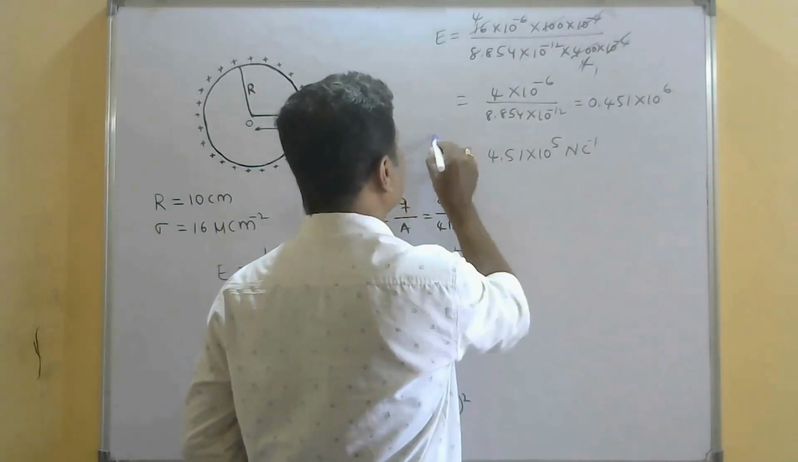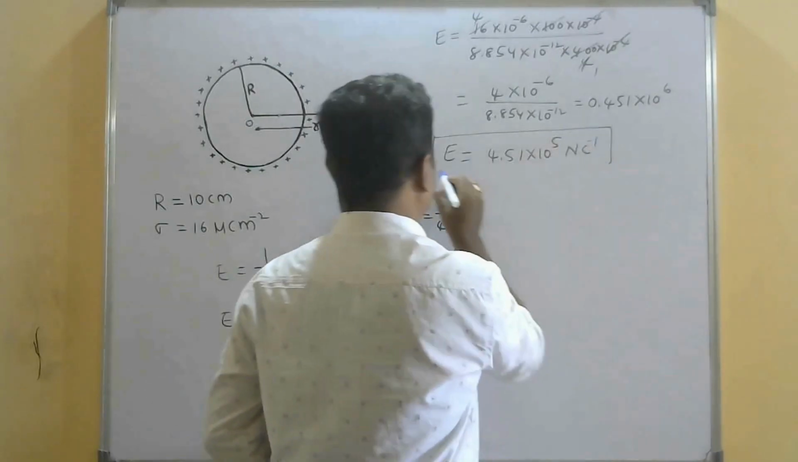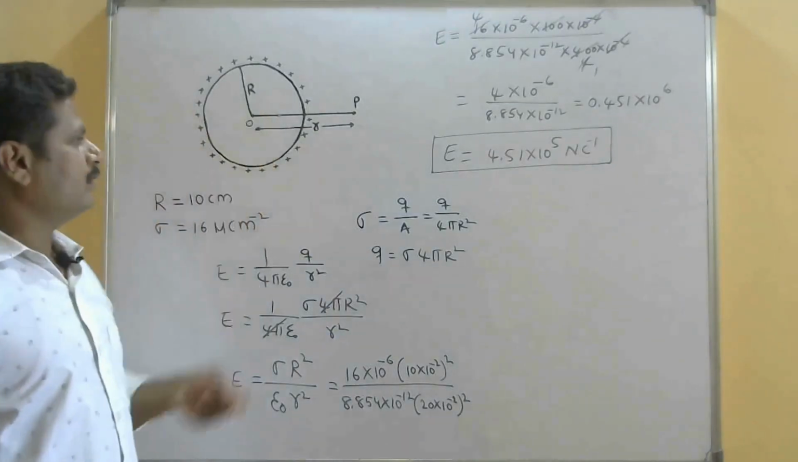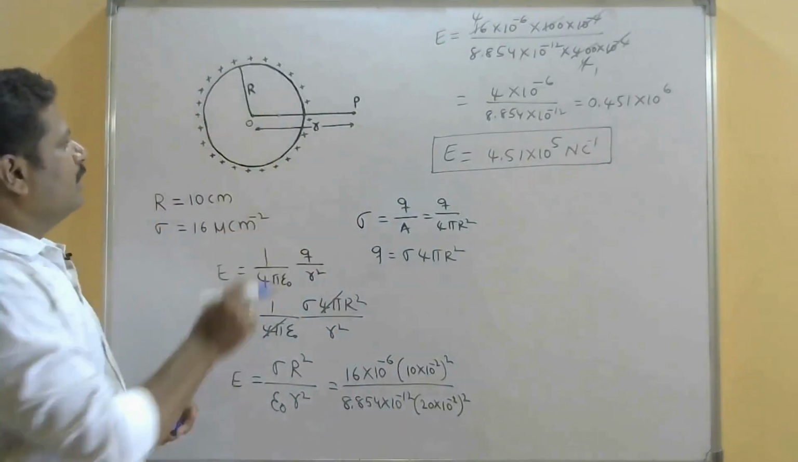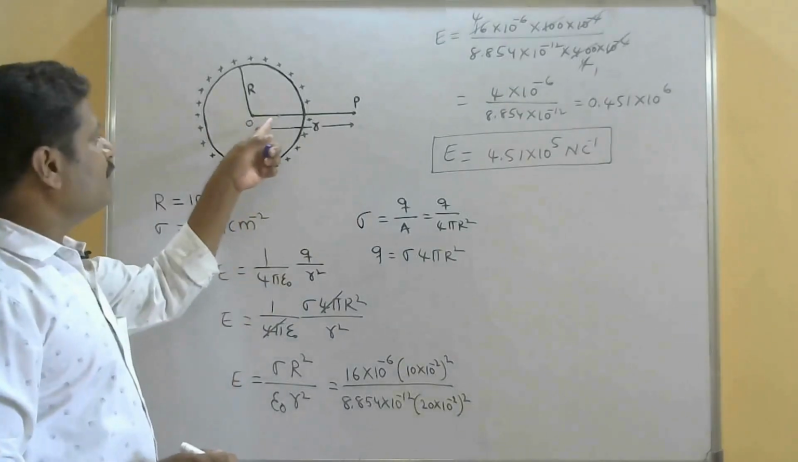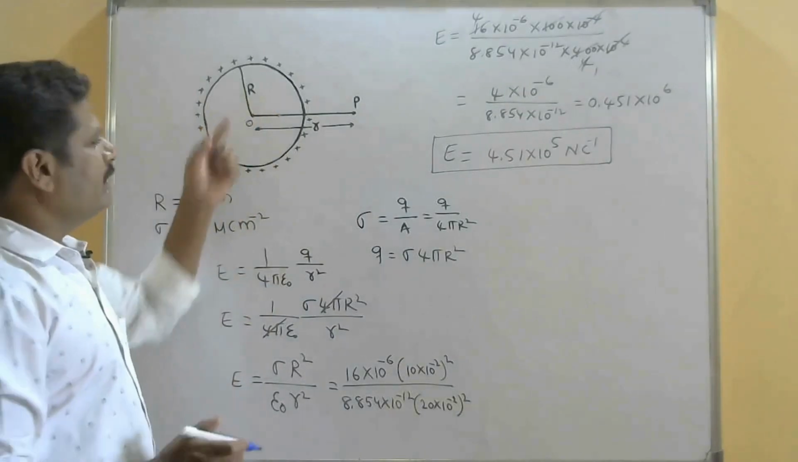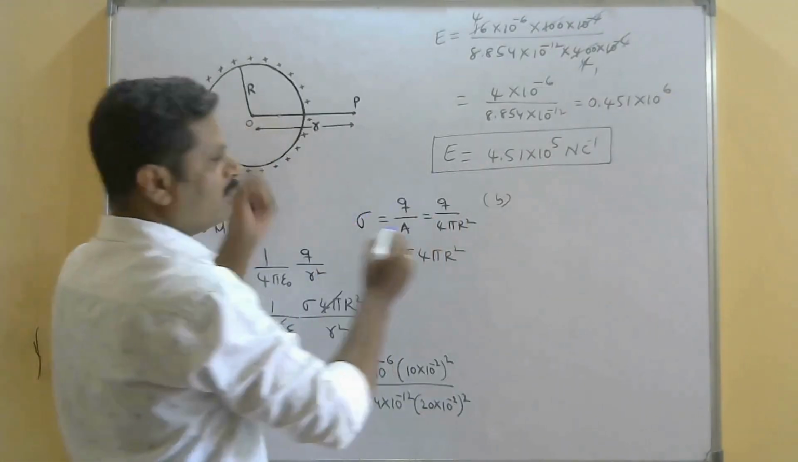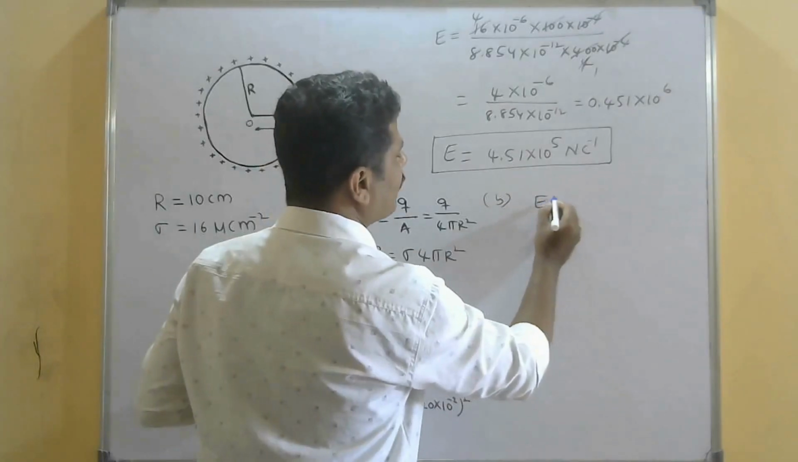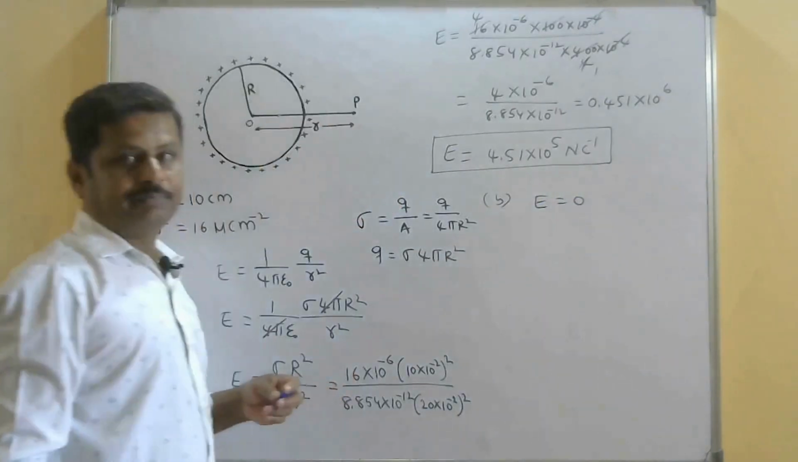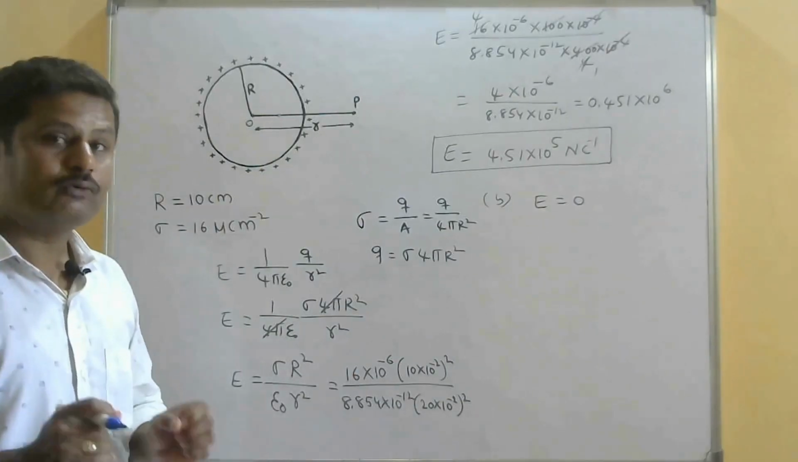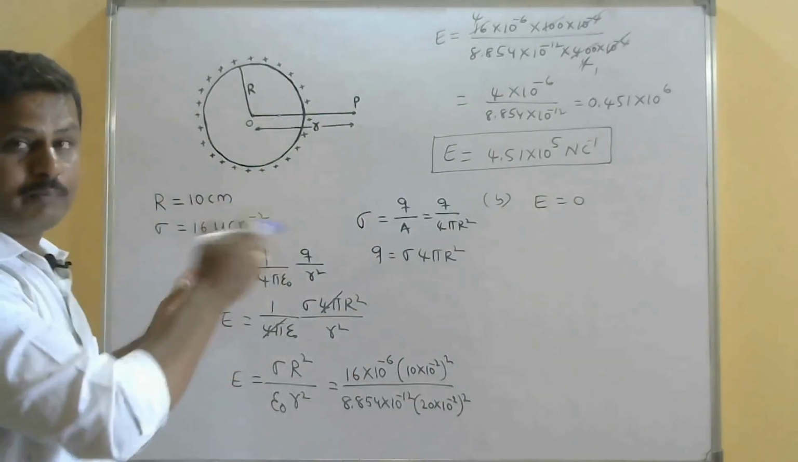This is the electric field at a distance of 20 centimeter from the center of the spherical shell. Now, the other question is the electric field at a distance of 5 centimeter from the center of the spherical shell. Directly we can say the electric field at 5 centimeter is 0, because according to Gauss's law, electric flux through a closed surface depends only on the charge enclosed by it.